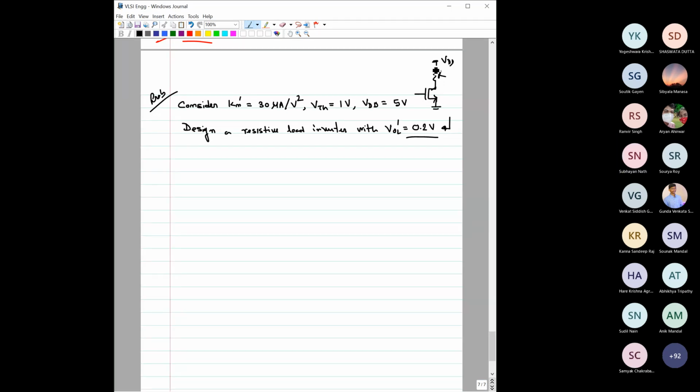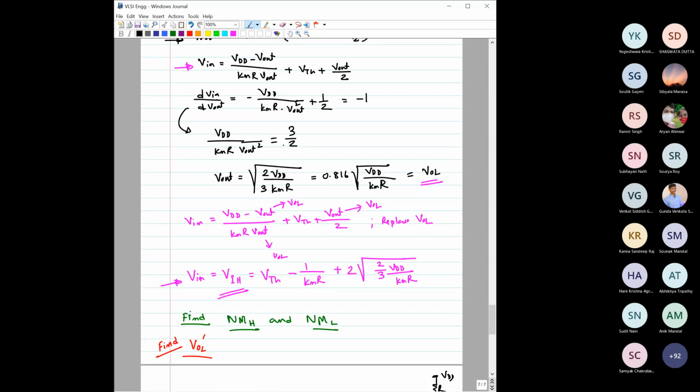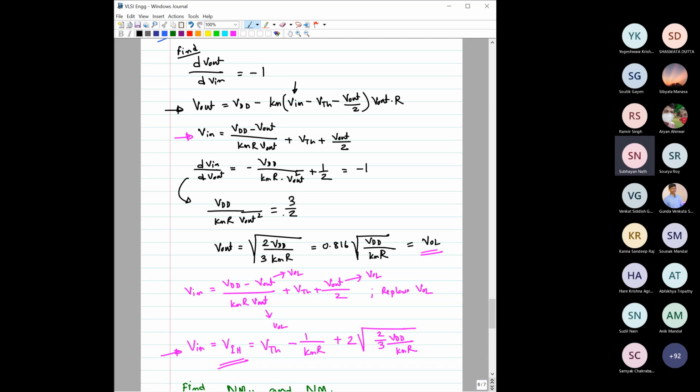Yes, I am waiting for your answer. We will directly put the values in that equation. Exactly. Which equation? The V in equation, this pink equation. Okay. So in this equation you are just going to put the values, right? Kn dash into W by L, we will actually have to find that, right?